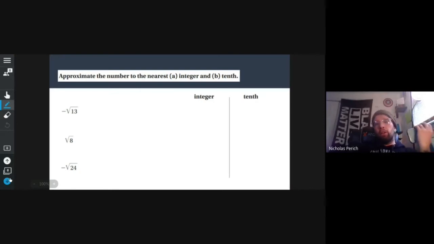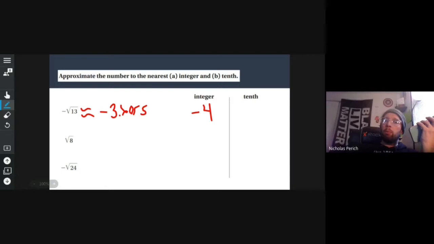Approximate the number to the nearest integer and tenth. Negative square root of 13. The answer is approximately negative 3.60555. Yikes, that looks bad. When we round that to the nearest integer, 3.6, that 6 is 5 or above, give it a shove. That rounds to negative 4. If I'm rounding it to the nearest tenth, that's negative 3.6. And since there's a 0 after it, I'm leaving it as negative 3.6.